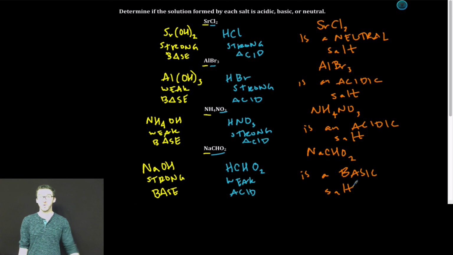Boom. Again, when identifying whether a salt is acidic, basic, or neutral, always go back to the parent acid and base, decide whether those parent acids and bases are strong or weak, and from there determine whether or not the salt is acidic, basic, or neutral.